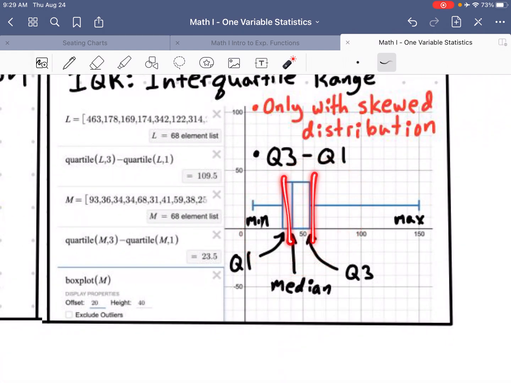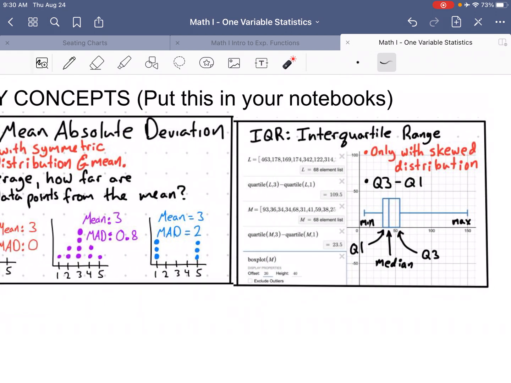If you look at this box right here, it is pretty skinny. That means that Q3 minus Q1 is going to be a fairly small number, which means that most of my data is pretty tightly grouped together. If this box was a lot wider, I would say there's more variability in the data because your IQR is going to be a much bigger number.